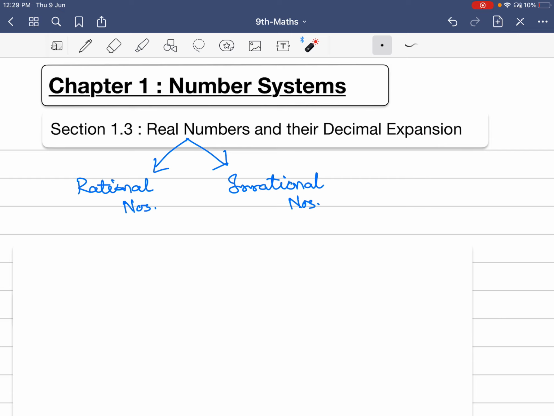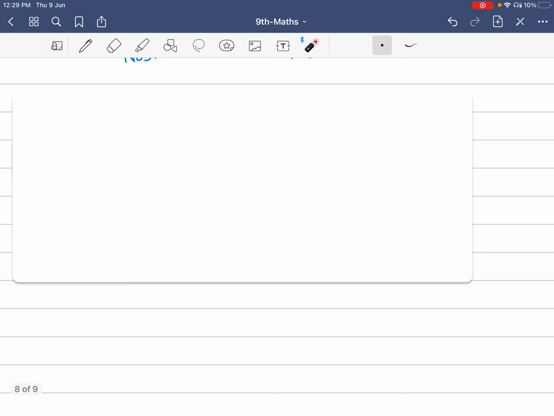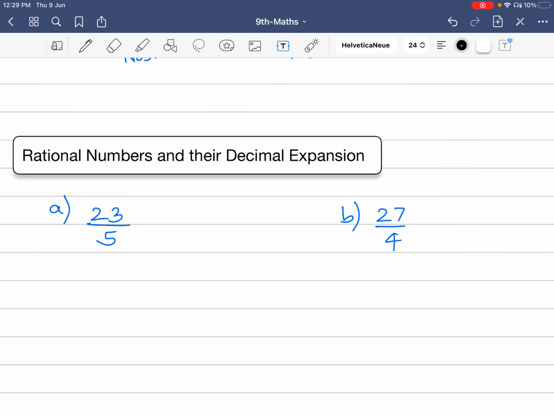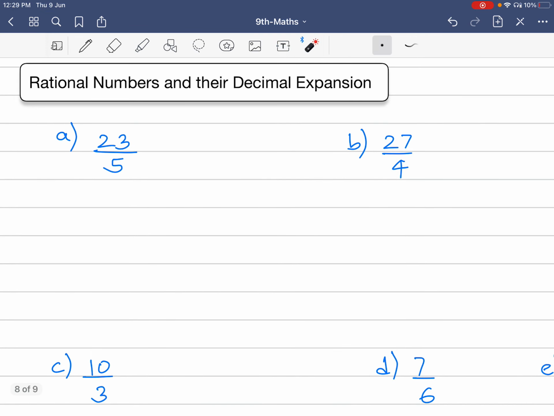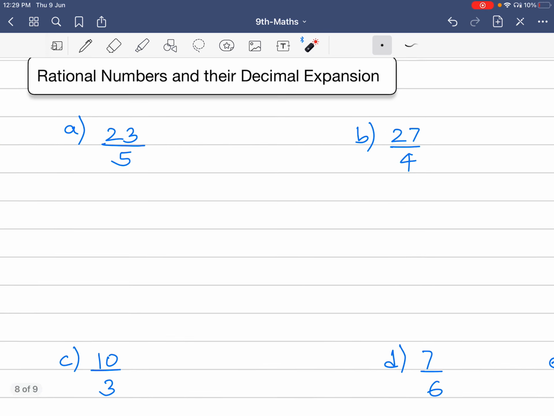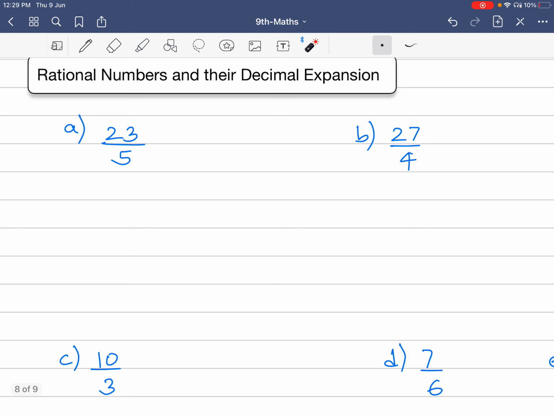So let's scroll down and first focus on this set of rational numbers that we have here. Rational numbers and their decimal expansions. I have four rational numbers here, a, b, c and d, and there's one more here, e, and we are going to try to find the decimal expansion of these rational numbers and make some observations. First of all, we should note that these are valid rational numbers. They are of the form p by q, where p is any integer and q is any integer other than 0. Now let's try to find their expansions.